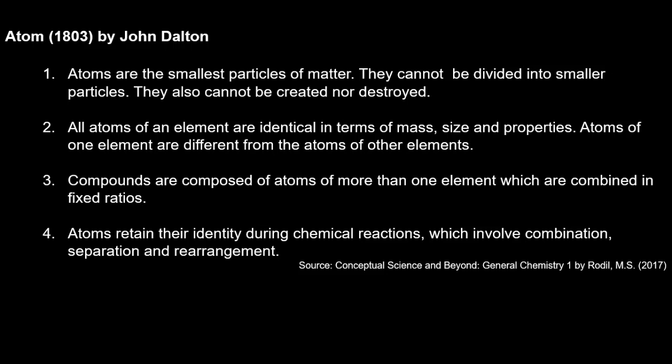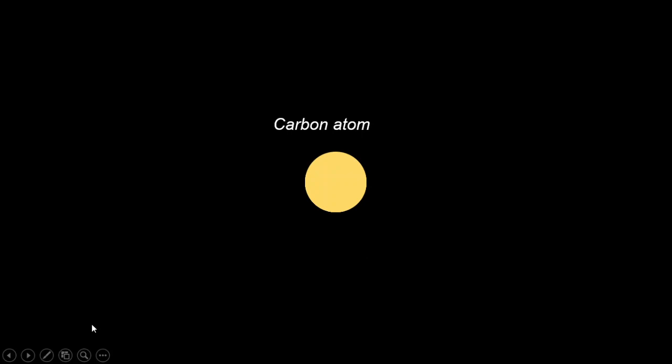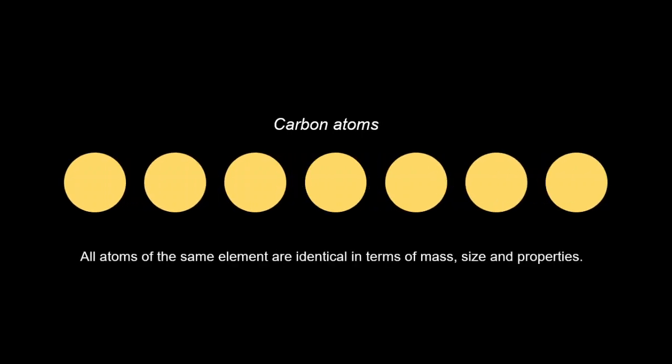Let's continue on the second statement. According to the second statement, all atoms of an element are identical in terms of mass, size, and properties. Atoms of one element are different from the atoms of other elements. So again, accordingly, we have here carbon atoms.